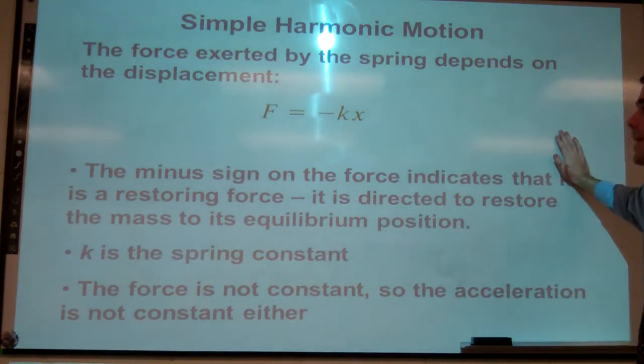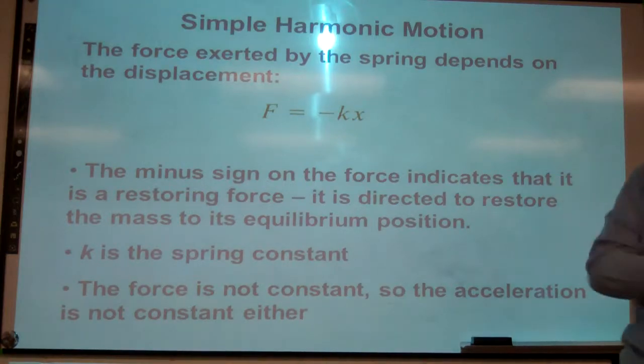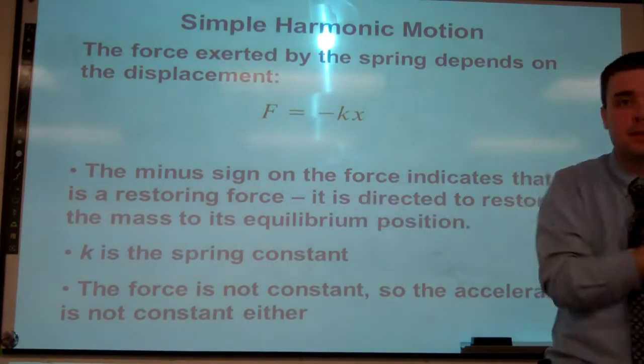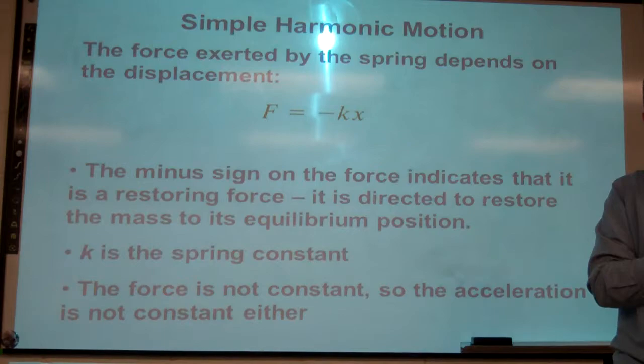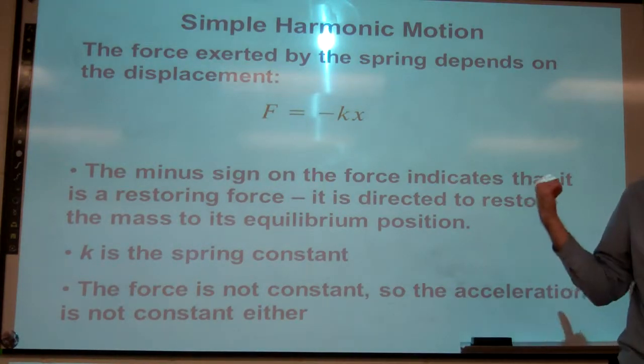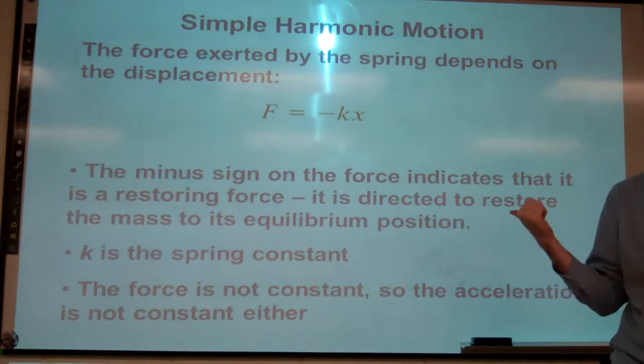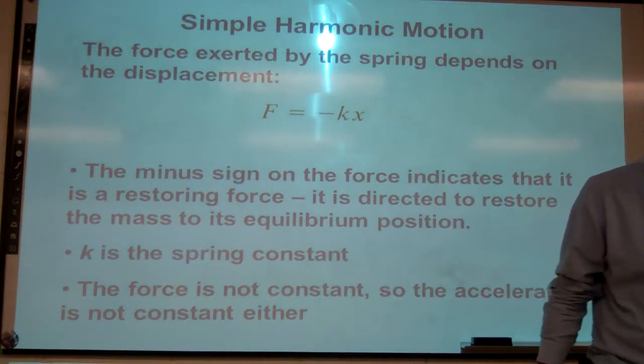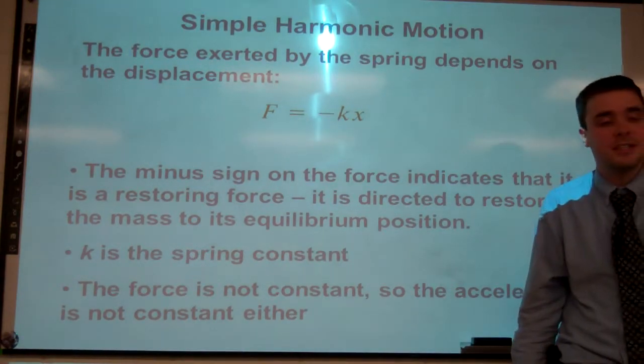Alright, and the minus sign indicates that the force is a restoring force. That means you pull it one direction and the force is applied in the opposite direction. So that's why there's a negative sign. Does that make sense to everybody? K is the spring constant. And the force is not constant, so the acceleration isn't constant either.